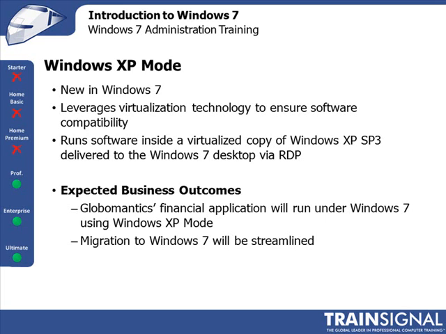Now, even better, the software that you run this way can actually be put onto the Windows 7 Start menu, and the Windows XP Mode running operating system stays completely behind the scenes. So to the user, the whole idea that this product is running in Windows 7 is completely seamless. They see it as just another application icon on their Start menu. From a business perspective, the Global Mantics financial application will run under Windows 7 using this Windows XP Mode. Better yet, the users won't even know what's happening.